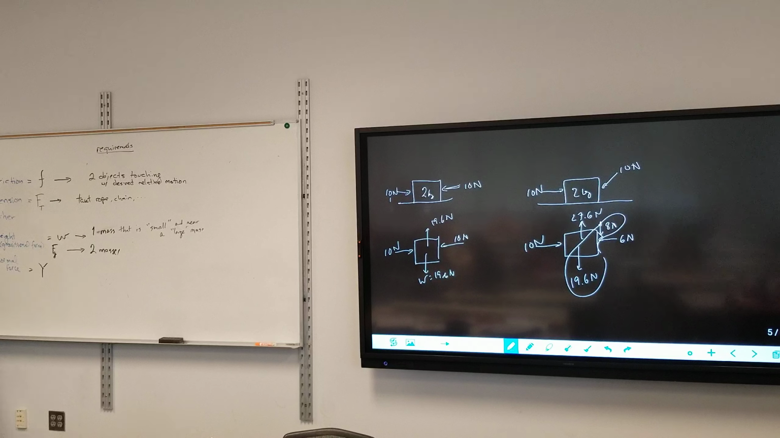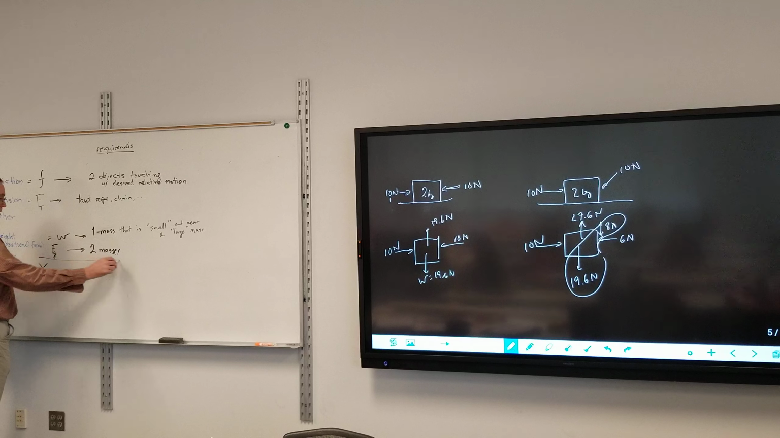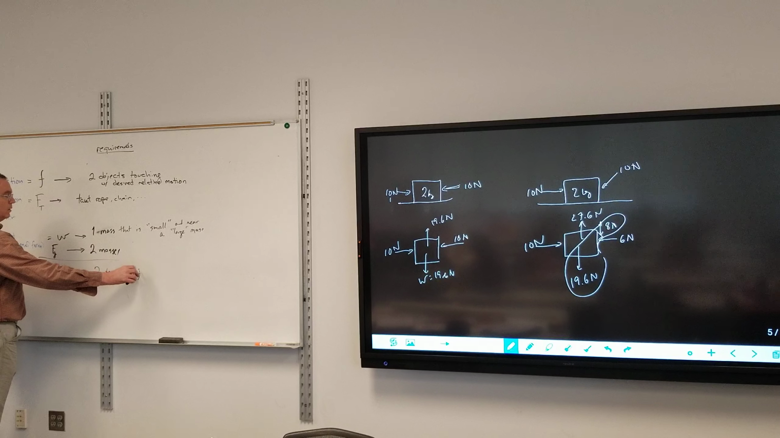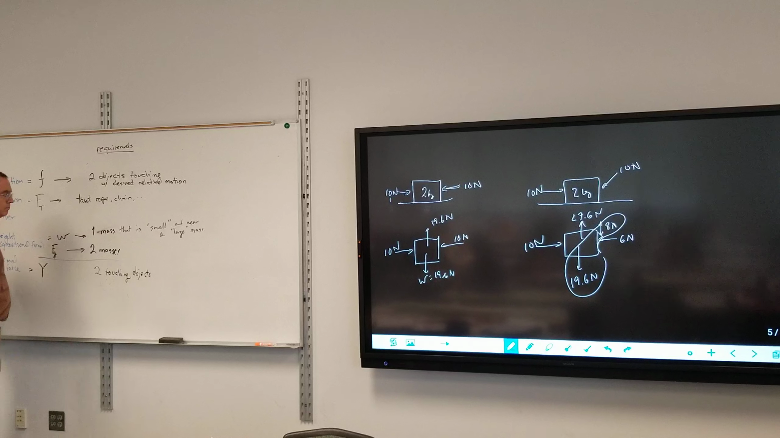Normal force, the requirement is two touching objects. There's a normal force between you and the chair, between me and the ground. Or if you really want to get nitpicky, actually between me and my shoe, or me and my sock and my shoe, the shoe and the ground. I refuse to admit that the shoes are part of me.